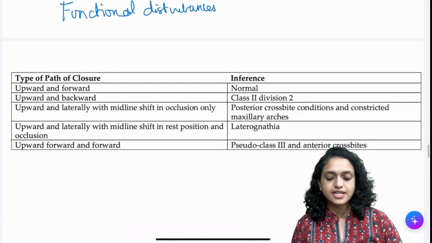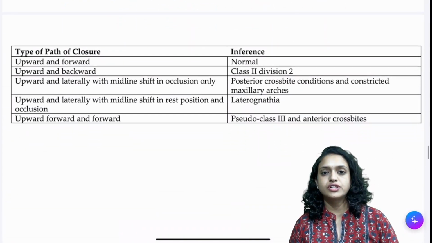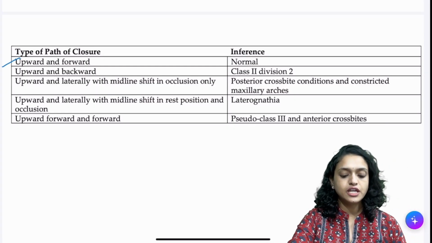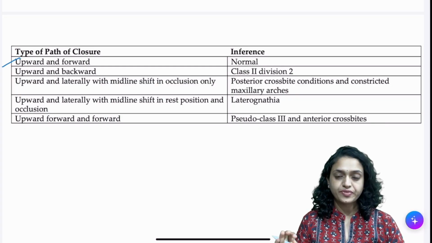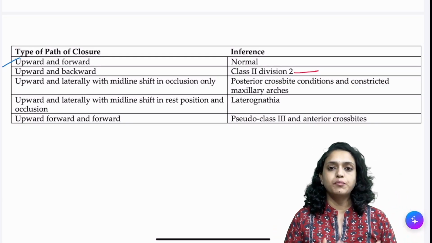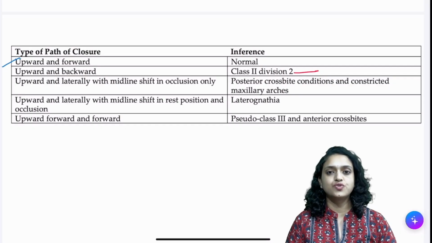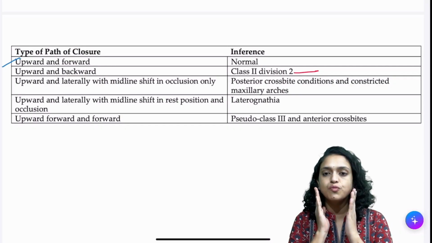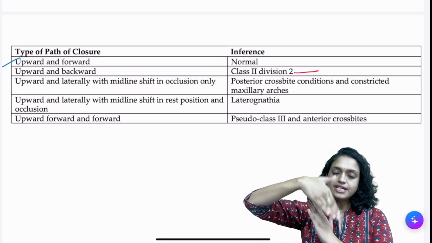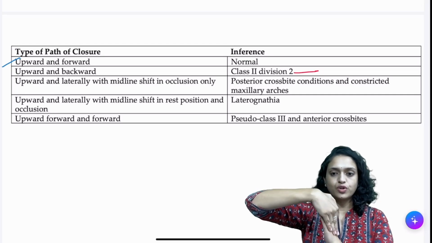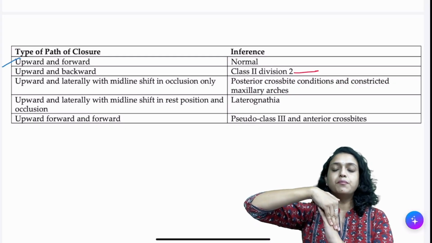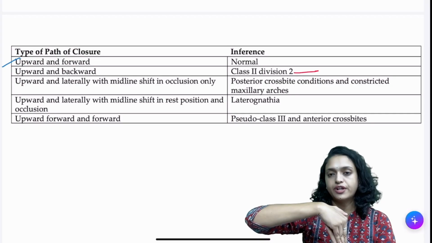Next image, we can see in certain malocclusions the path of closure will be different. As you can see in the first one, upward and forward is the normal path of closure, in contrast to patients with class 2 division 2 malocclusions. So let me come to class 2 division 2. The patient will have a class 2 molar relationship. However, the incisors will be retroclined. So the incisors will have something called an overclosure. It will prevent the lower jaw from growing forward. That is the important reason the patient will have a mandibular retrognathism.